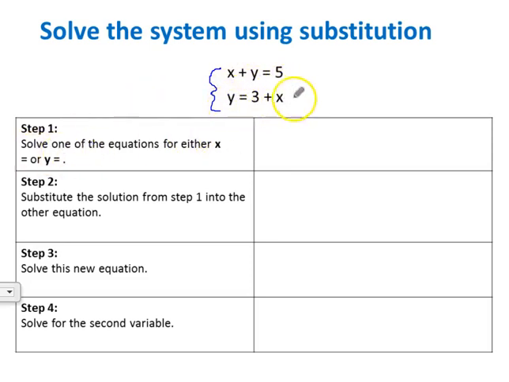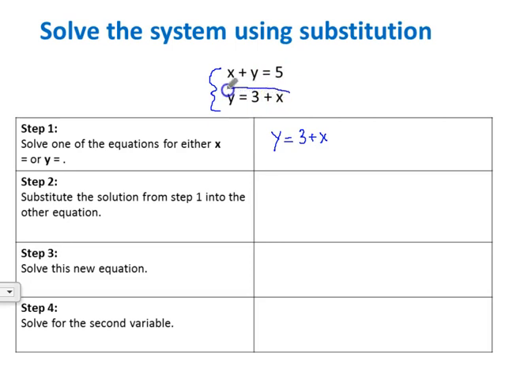Well, look, one of them is already done for us. So I'm just going to say, well, we already have that done: y equals 3 plus x. So that was already done for us. Now we're going to substitute that solution into the other equation.